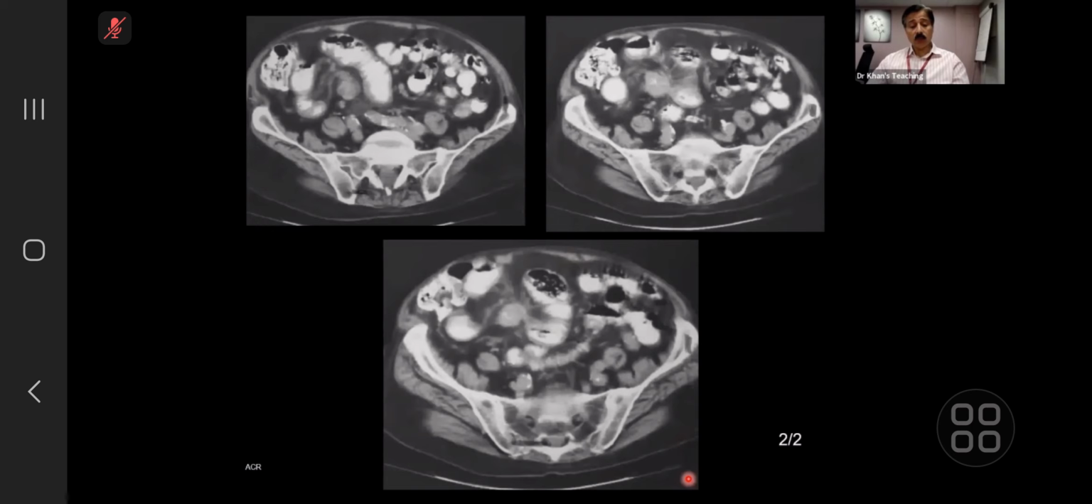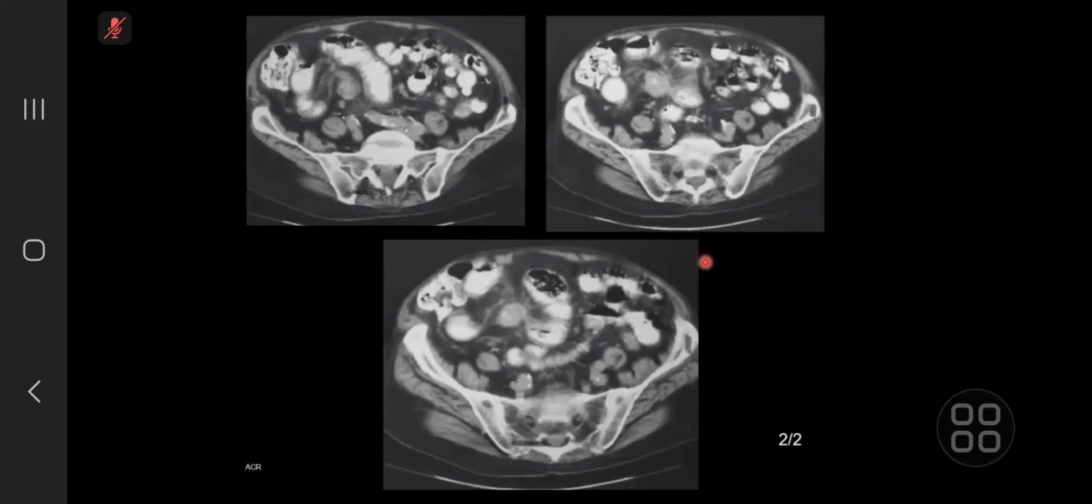I'll take over. Now, carcinoid is one of the most important exam cases. Again and again and again it will come. Please remember that carcinoid in the GIT, the most common site is small bowel. And within the small bowel, the ileum is the most common site. You have to know the concept.